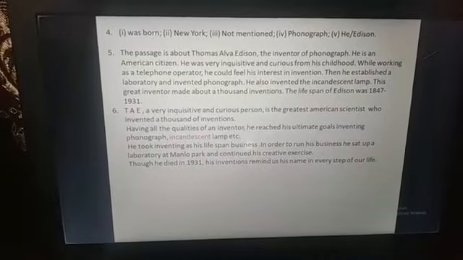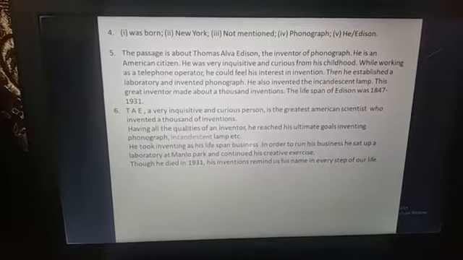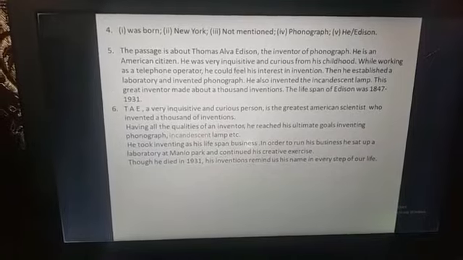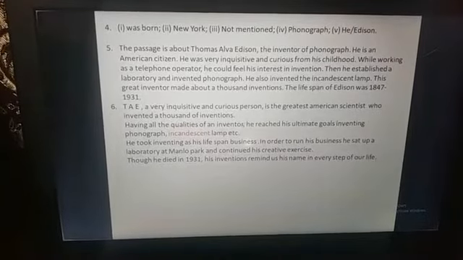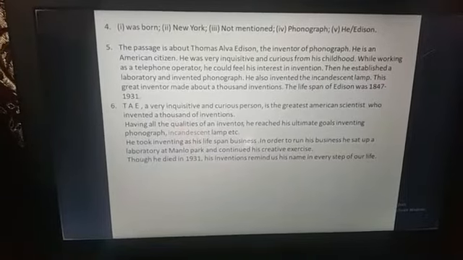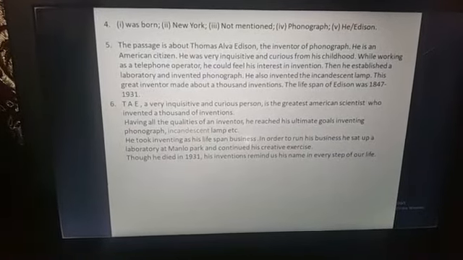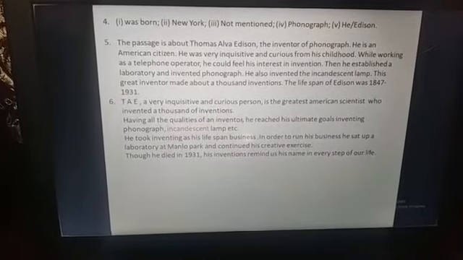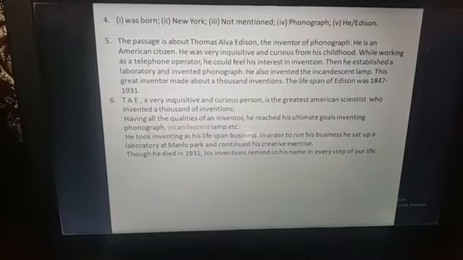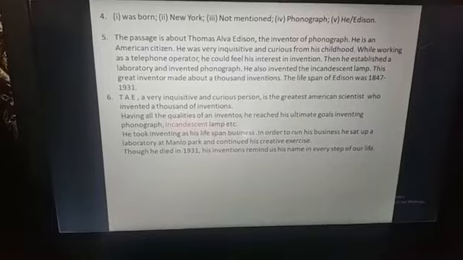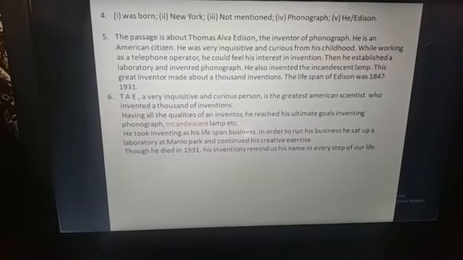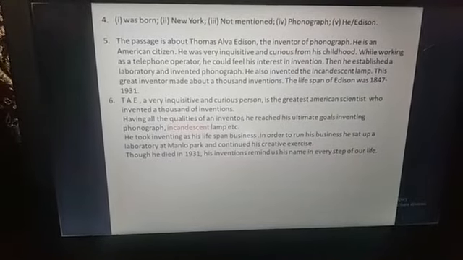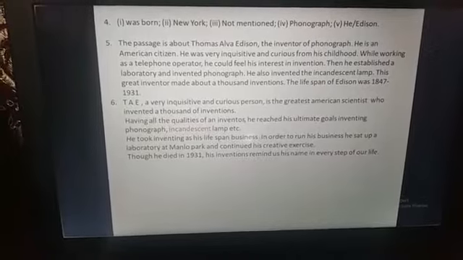And in the second line, he wrote, he is an American citizen. It is a simple sentence. He was very inquisitive and curious from his childhood. While working as a telephone operator, he could feel his interest in invention. Then he established a laboratory and invented the phonograph. He also invented the incandescent lamp. This great invention made him 1,000 inventions. The lifespan of Edison was 1847 to 1931. This is a part from the book where I took this passage.